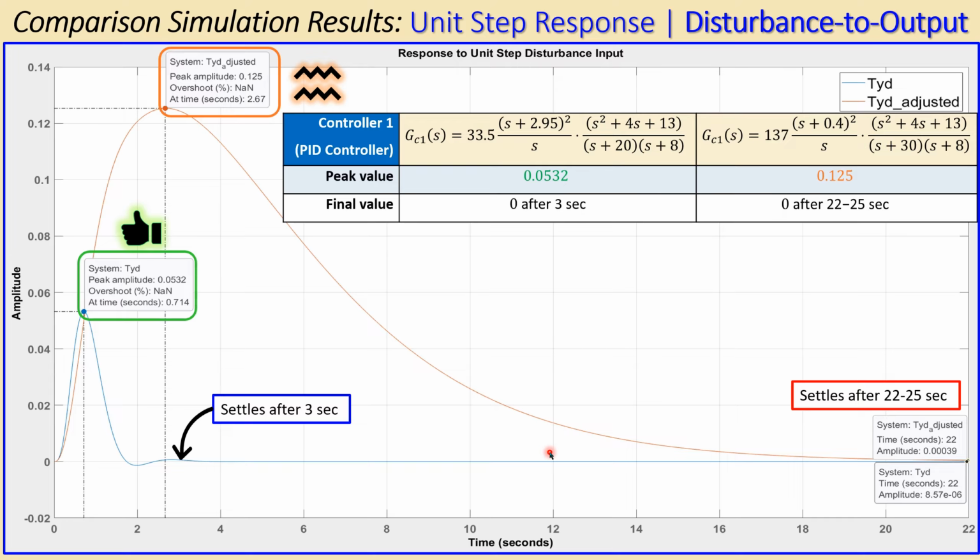Okay, this concludes the example about the unit step response of several inputs, so disturbance and reference, and we have also checked the ramp and the acceleration for the reference input.